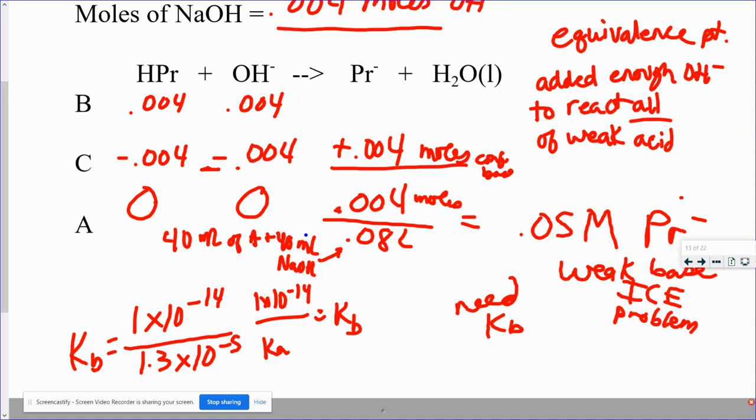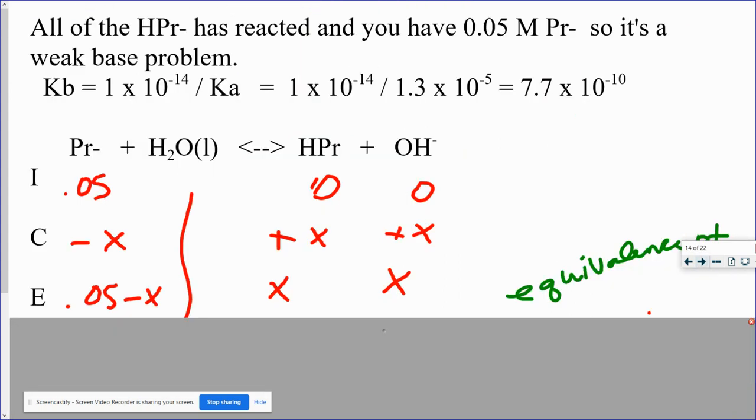Okay, that's how we get Kb. And then we're going to do a nice problem again. So this time we have pure weak base. That's all that's left over. Pure weak base. All the weak acid got reacted. So then the weak base in water will produce conjugate acid and pure OH minus.